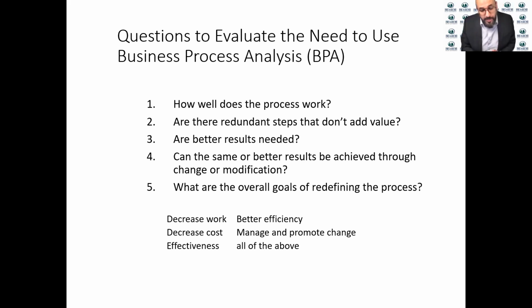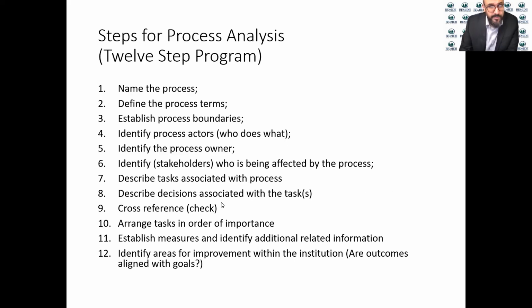If your goal is to reduce the cycle time, then look into the bottleneck stations and remove them. However, if your goal is to improve the quality, maybe you should invest in better machines, or maybe you should buy better raw material. So some goals have to be established first in order to improve the process. Some of the goals that I listed here: decrease the work, better efficiency, decrease cost, effectiveness, manage and promote change, or maybe all of them. These are things you could consider in order to set some goals for the process improvement.